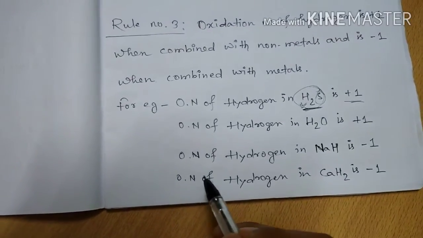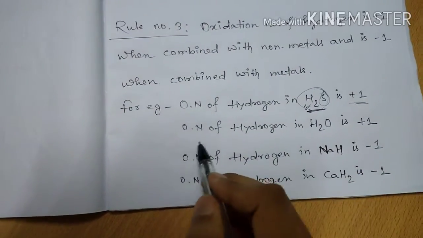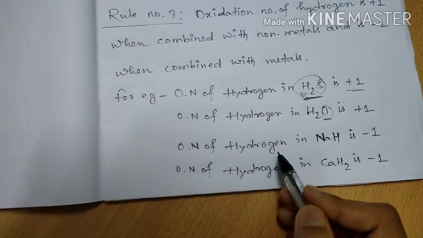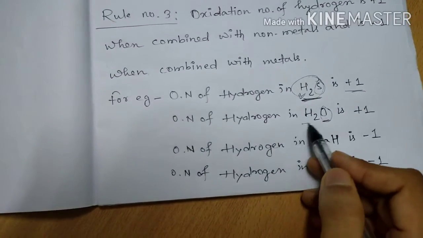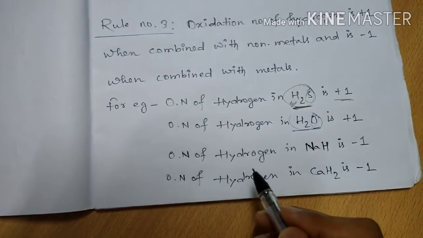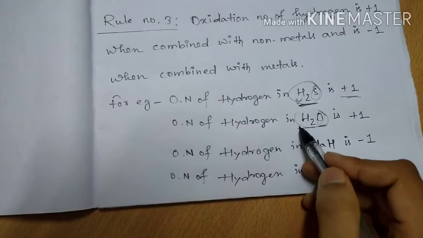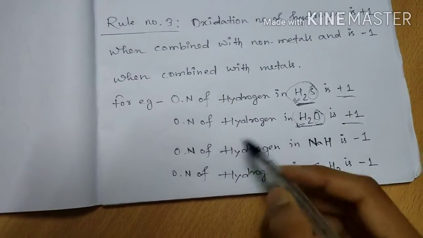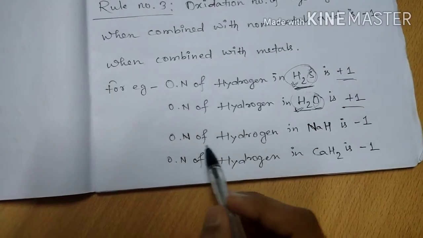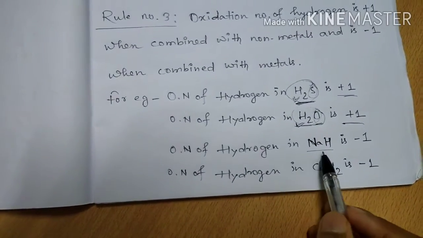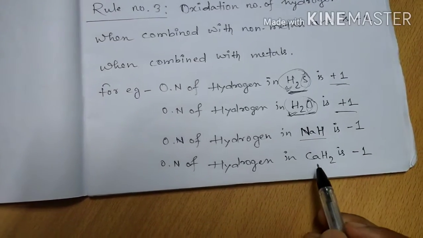Okay, and you see the oxidation number of hydrogen in H2O. Oxygen is also a non-metal, so in this case also hydrogen is combined with non-metals, so the oxidation number of hydrogen will be +1. Now you see this one: the oxidation number of hydrogen in NaH, sodium hydride, is -1.